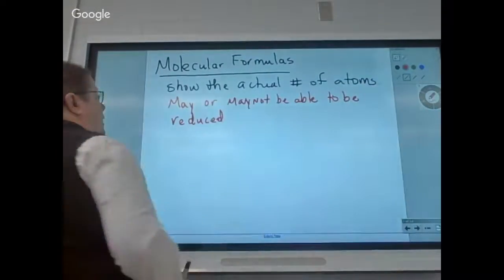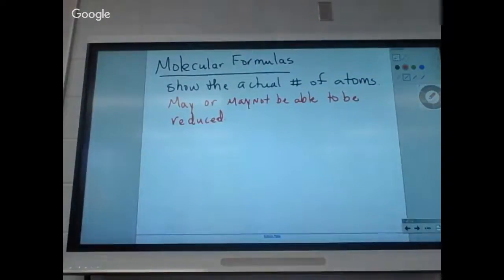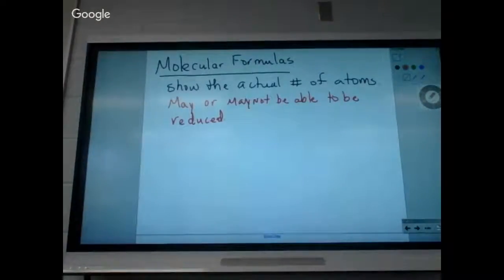Okay. Now, molecular formulas show the actual number of atoms. All right. You may or may not be able to reduce these formulas. Okay. There's 4 of you who are going, so make sure the 4 of you who are reminded are there.